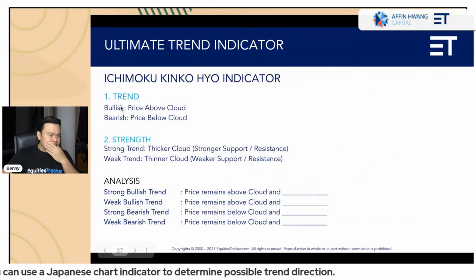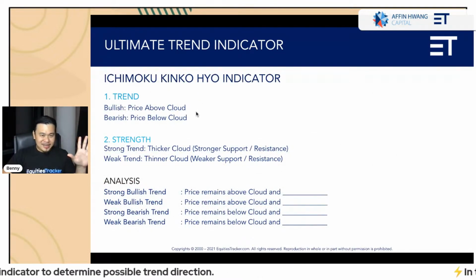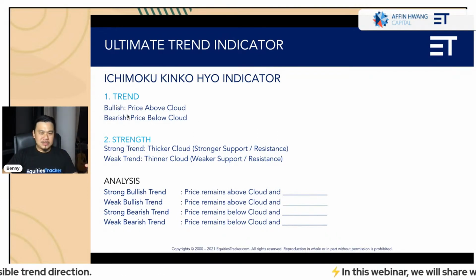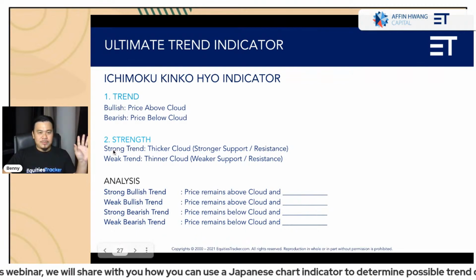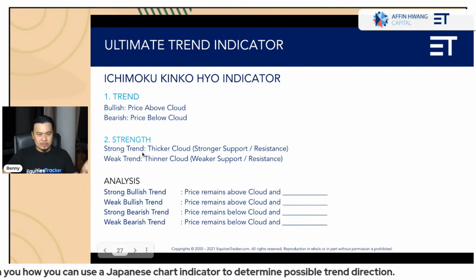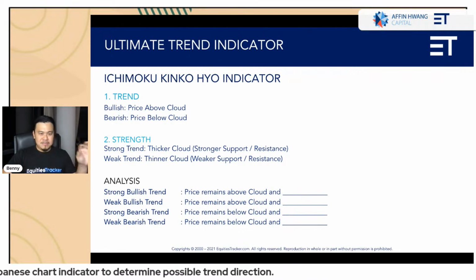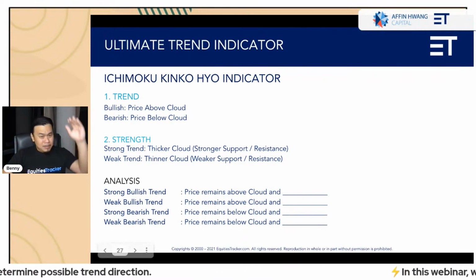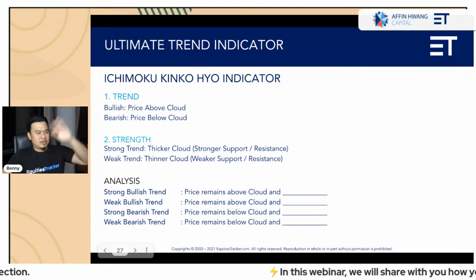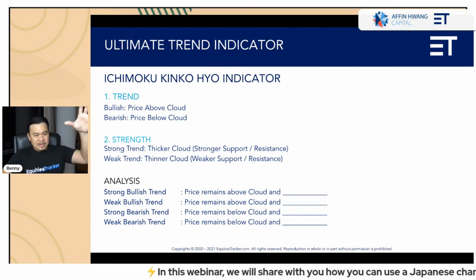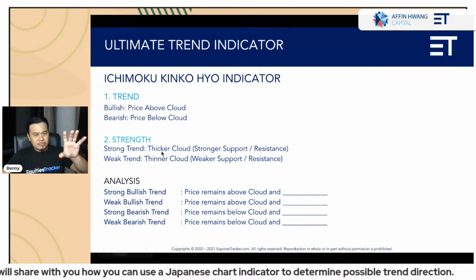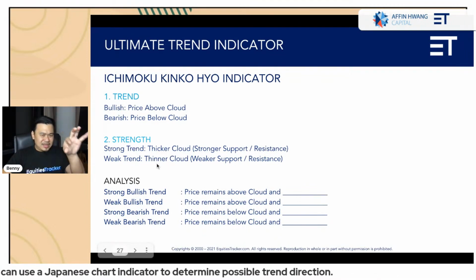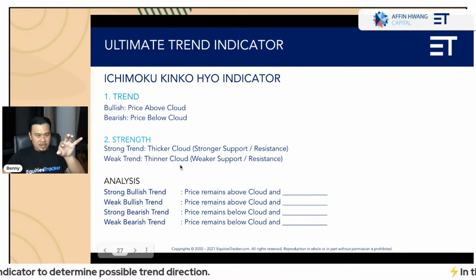Now, for this particular indicator, Ichimoku, I'm just going to call it a cloud. So bullish trend means price above the cloud. Bearish trend means price below the cloud. Now we take a look at the strength of the particular trend. When we have a thicker cloud, it means that the trend is strong. It can be bullish or bearish, depending on whether the price is above or below the cloud. So if the price is above the cloud and the cloud is thick, that means you have a strong bullish trend. But if the cloud gets thinner, it means that the trend is weak.